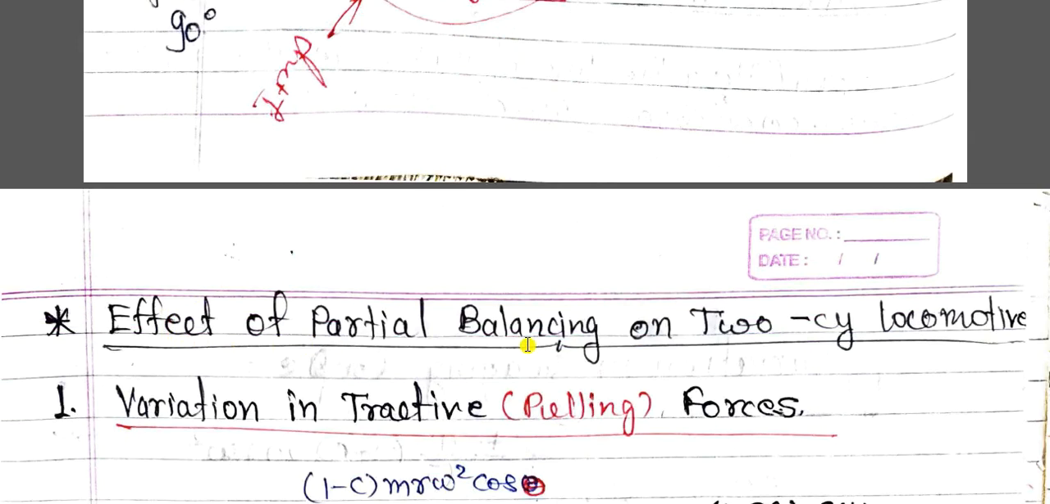Now the effect of partial balancing on a two cylinder locomotive. What was the effect of partial balancing on a two cylinder locomotive?